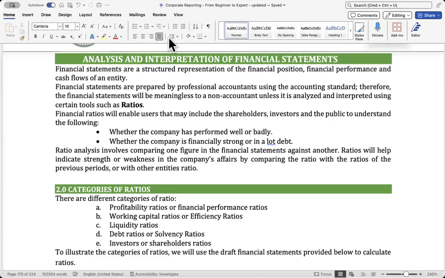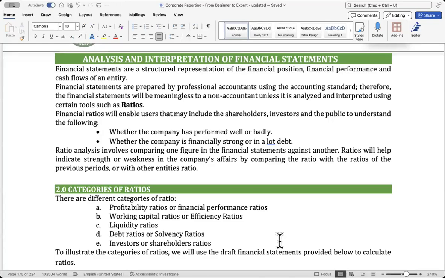So, analysis and interpretation of financial statements. We have learned a lot of accounting standards. You have learned a series of principles regarding how to prepare consolidated financial statements. All of these we have been teaching you all these weeks or months. They are geared towards preparation of financial statements. Tonight, we'll look at how we analyze these financial statements.